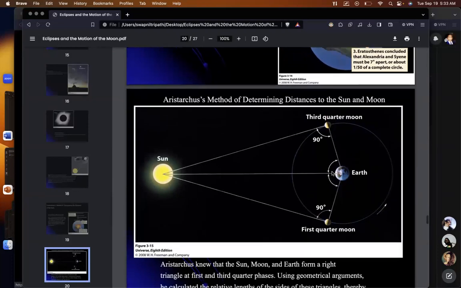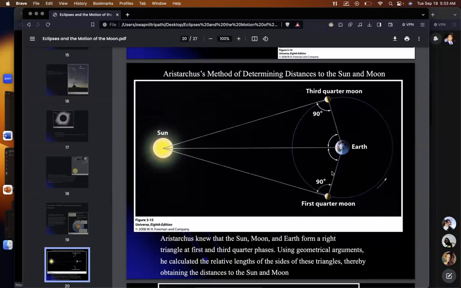So that was Eratosthenes' measurement. Then came Aristarchus. Aristarchus used that value of the Earth's measurement and combined that with this other fact to calculate the size of the sun and the moon. Aristarchus knew that the sun, moon, and earth form a right triangle at first and third quarter phases. Using geometrical arguments, he calculated the relative lengths of the sides of these triangles, thereby obtaining the distances of the sun and the moon.